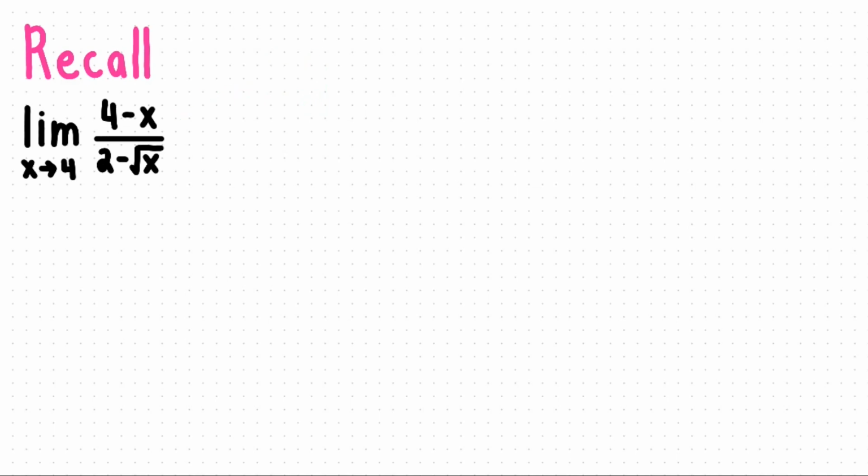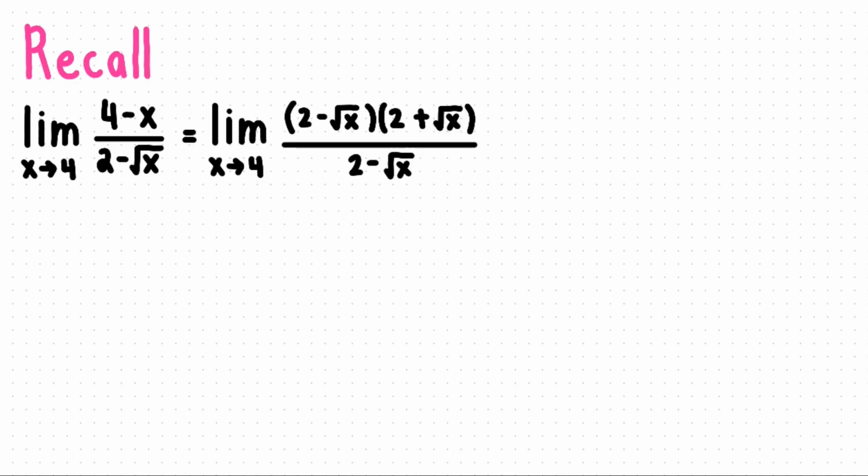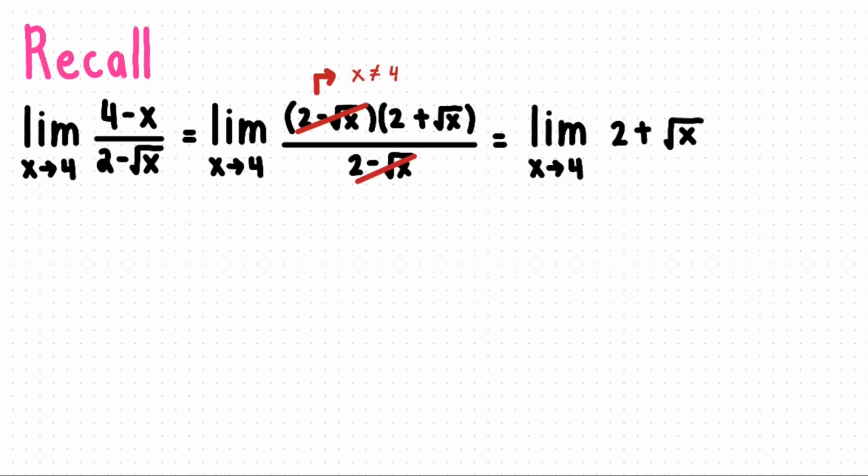Indeed, what we did in the last video is that we forced our way to factor this numerator into 2 minus square root of x times 2 plus square root of x. Cancel out the 2 minus square root of x's out here, and we're left with 2 plus square root of x. Upon direct substitution, we got 4. So this is what we got last time.